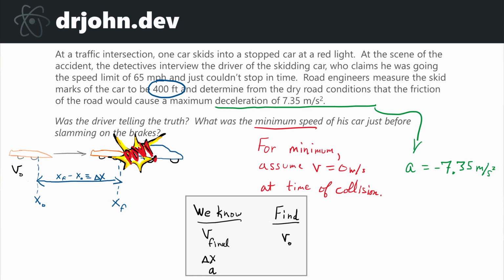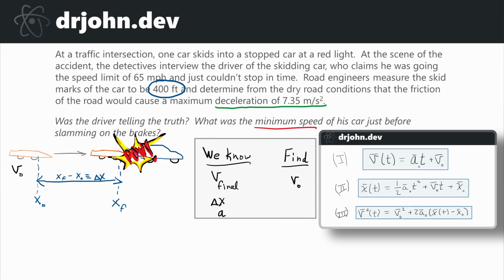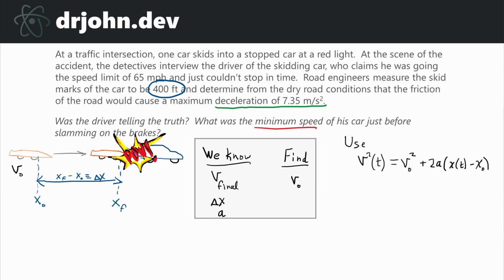As we did before, we can now choose the kinematic equation that most succinctly relates these quantities together. The third kinematic equation does the best job in this case, which is v squared equals v0 squared plus 2 times a times delta x. Since we are trying to find v0, we can solve this equation algebraically for v0.